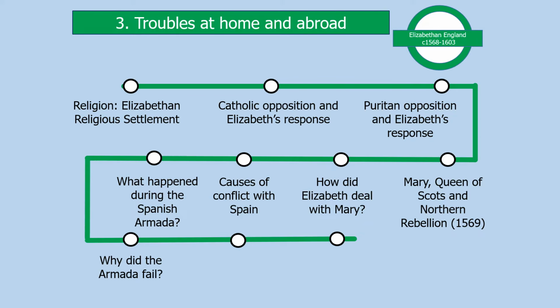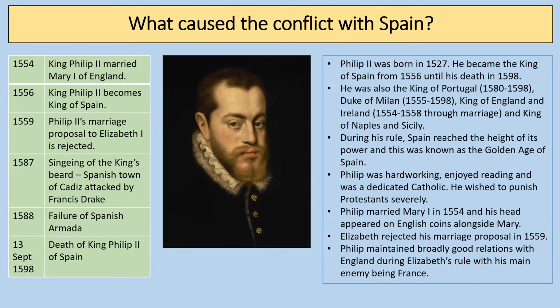Okay, so we're on the topic of troubles at home and abroad, and we're going to be looking at the conflict with Spain today, what happened during the Spanish Armada, and then ultimately the key question, why did the Armada fail in 1588? So what caused the conflict with Spain?